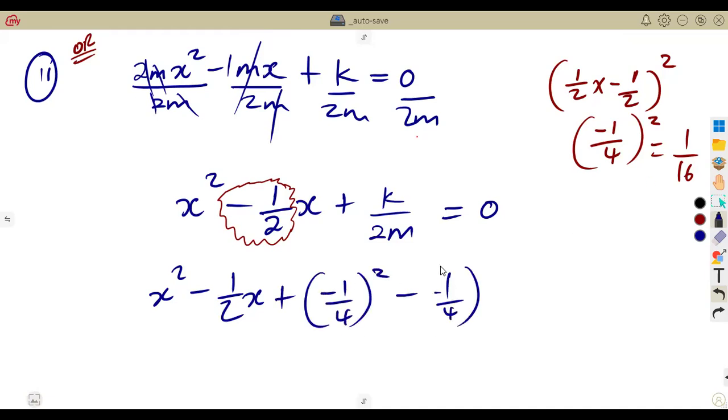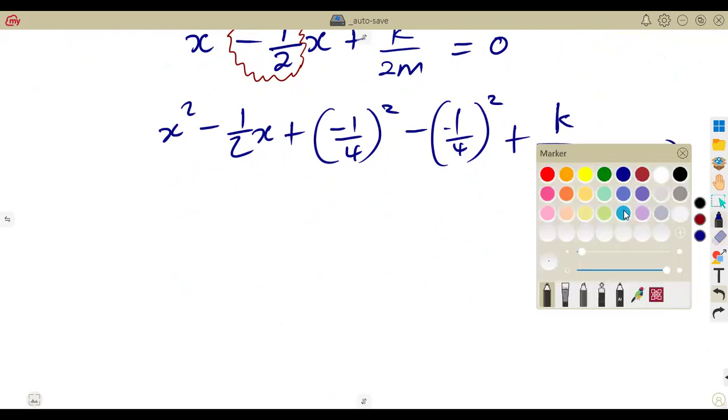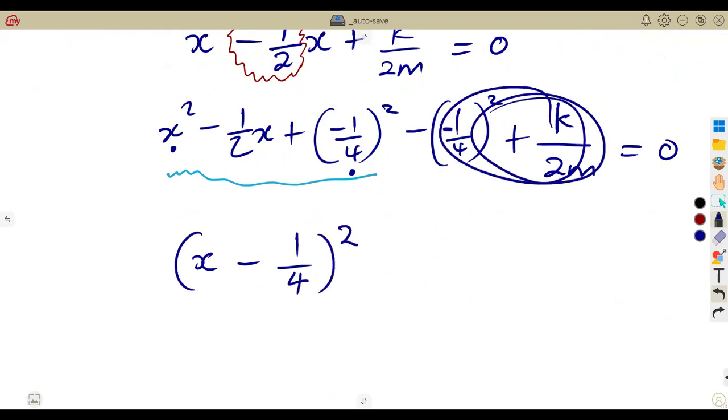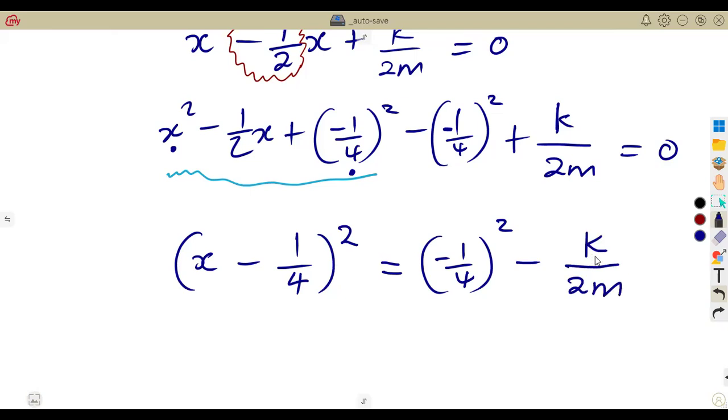1 over 4 squared, plus k over 2m is our quadratic expression being formed from the left-hand side, x squared up to this. So we're going to consider the x and the minus 1 over 4, so that's x minus 1 over 4 squared. Take it to the other side of the equation so that you can properly see what you are working with. The minus to the other side becomes a plus, so that's plus 1 over 4 squared, and the k to the other side becomes negative, so negative k over 2m.